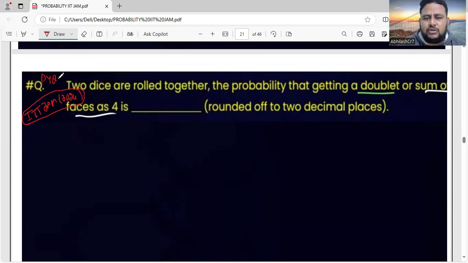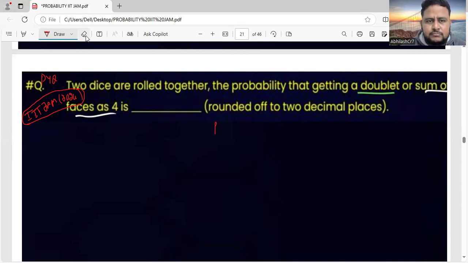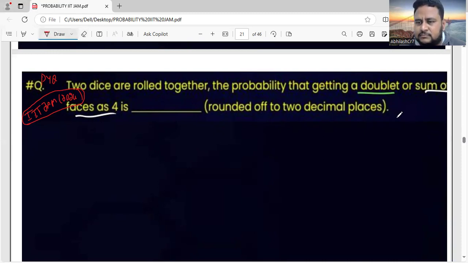Two dice are rolled together. The probability of getting a doublet or sum of faces as 4 is. Okay, so here one thing you must understand when it comes to sample space. We're having two dice. Listen carefully. This is two dice. Here, this is one die.